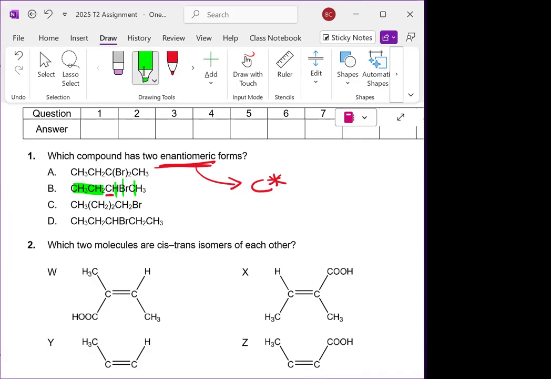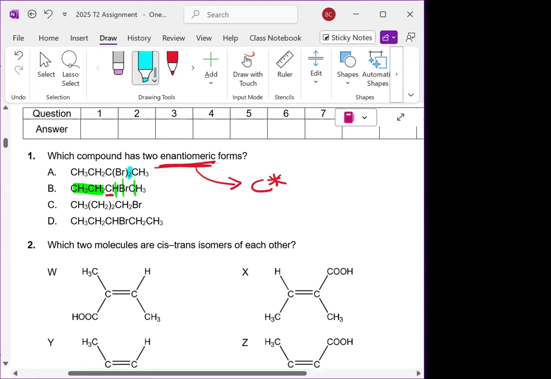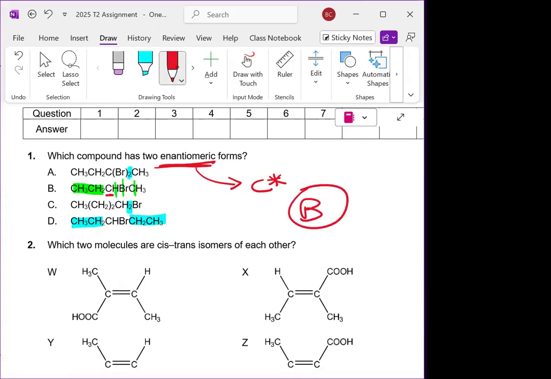All right. Why the rest are not chiral carbon? Because here you are bonded to 2 bromine. So you do not have 4 different groups. Here you are bonded to 2 hydrogen. Here you are bonded to both 2 ethyl group, left and right. Okay, so answer is, for this case, you need a chiral carbon is B.